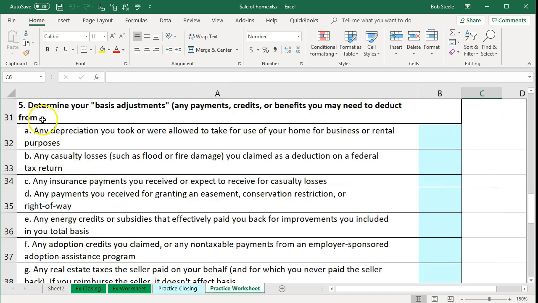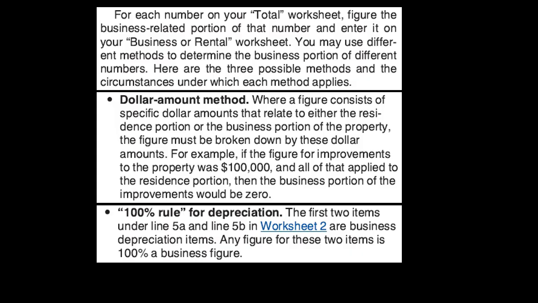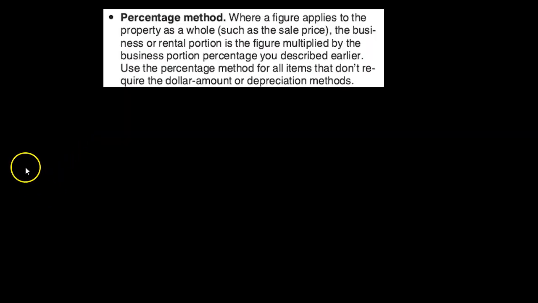So if we go down to our worksheet to line I, where it says determine your basis adjustments, any payments, credits, or benefits you may need to deduct from, and then A says any depreciation you took or were allowed to take for use of your home for business or rental purposes. So that, of course, means it would only apply if we were using part of the home for business or rental. And then B says any casualty losses such as flood or fire damage you claimed as a deduction on the federal return. Let's go back to the text.